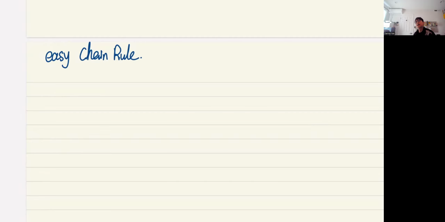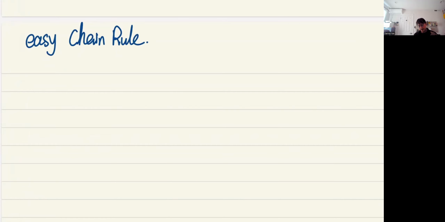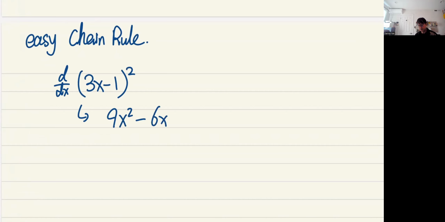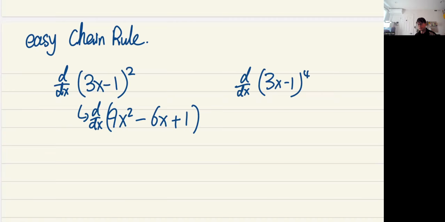Okay. So first of all, an easy chain rule example would be, for example, (3x - 1) squared. If I want to take the derivative of that, technically for this one, you can expand it out to 9x squared minus 6x plus 1, and then take the derivative term by term. But what if we have (3x - 1) to the 4, or maybe to the fifth? In this case, it just doesn't work, right?